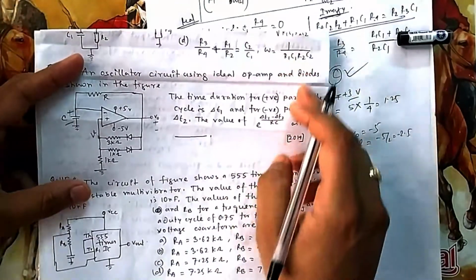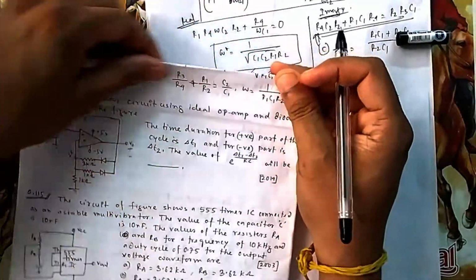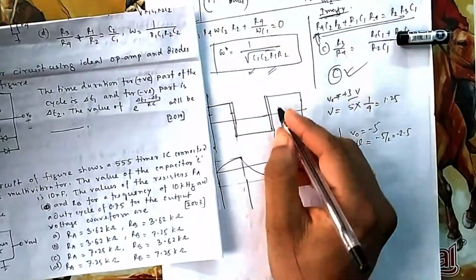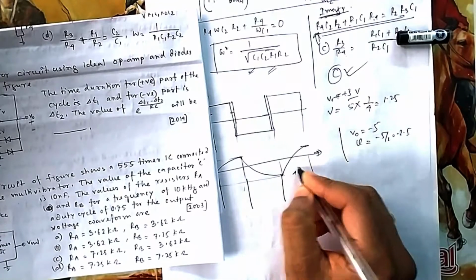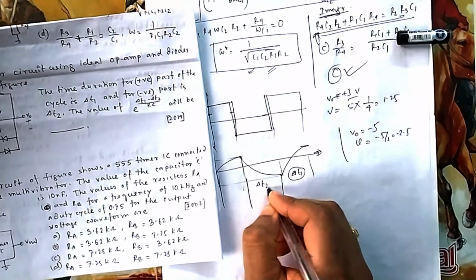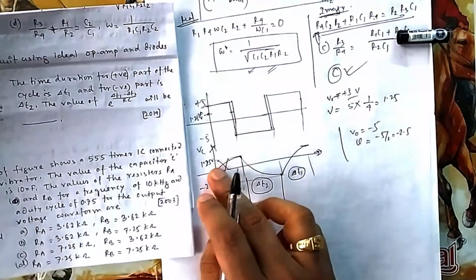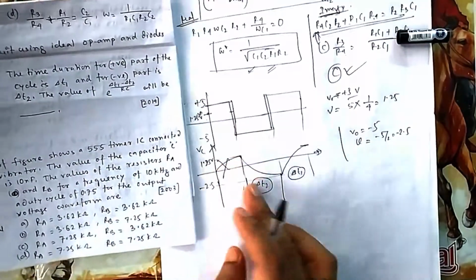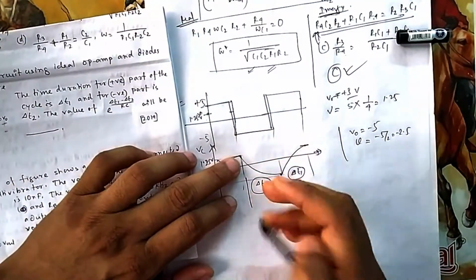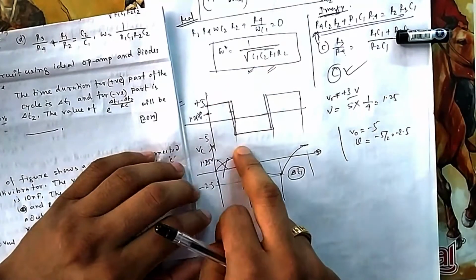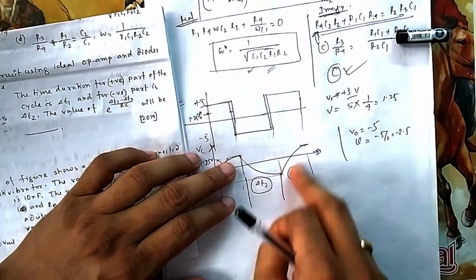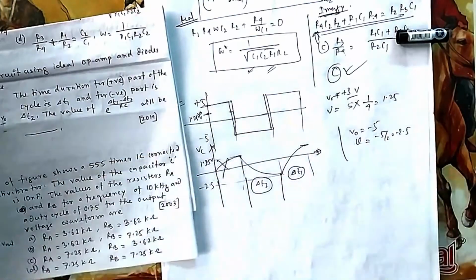So the duration for the positive half of the cycle is delta T1. This is positive half, this is delta T1, and this is delta T2. We neglect the first part because we started from 0. We don't know from where it is, but it is the actual rhythm. It will always swing between plus 1.25 and -0.25, charging, discharging, charging, discharging.